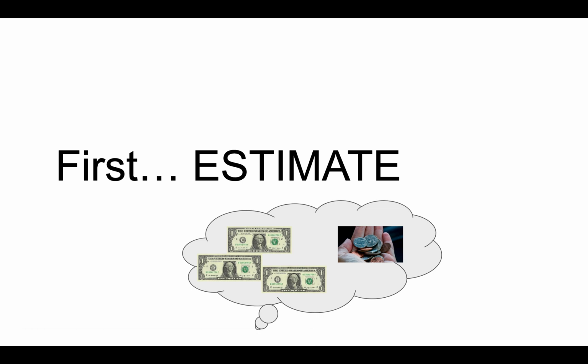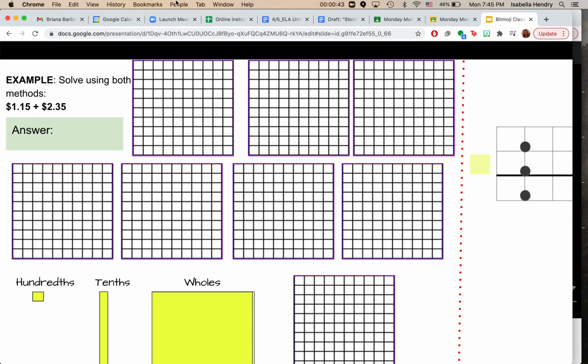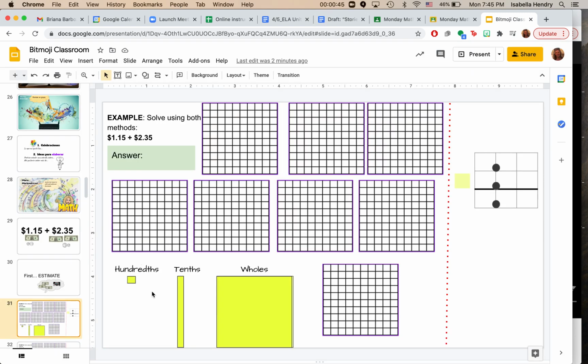Now this helps me because if I get an answer of $10 or $100, something has gone wrong and I should check my work. So here's an example. We're going to solve this problem using two different methods that I'm about to teach you. The first one is the same as we learned yesterday using wholes, tenths, and today we're adding in hundredths.